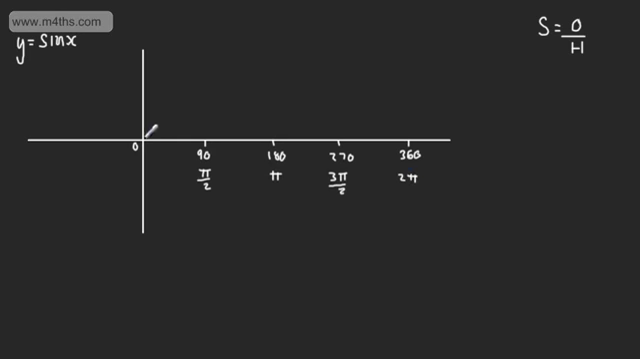I'm now going to graph y is equal to sine x, and we call this the sine wave. We start at 0, we come up to a maximum value at 90 degrees or pi by 2. We then come down to 0 at 180 degrees. We come down to a minimum value at 270 degrees, and then we come back up to 0 at 360 degrees.